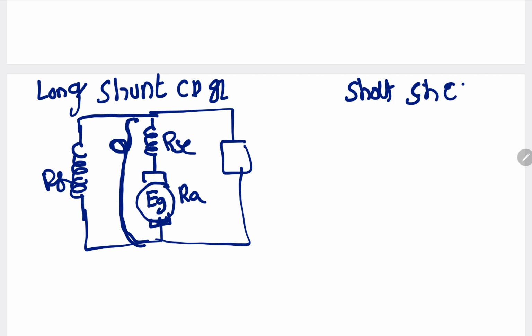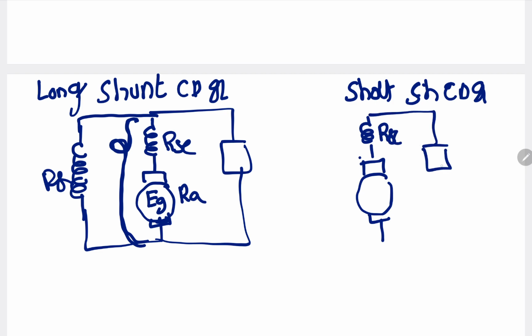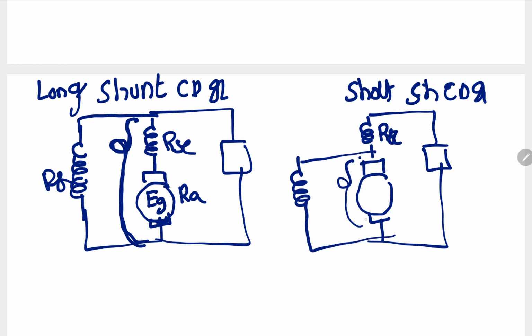Now the short shunt compound generator. You see, this is the armature winding and this is the series field winding, and this is nothing but the load. Here the shunt field winding is only in parallel with the armature winding. This is the short shunt compound generator.